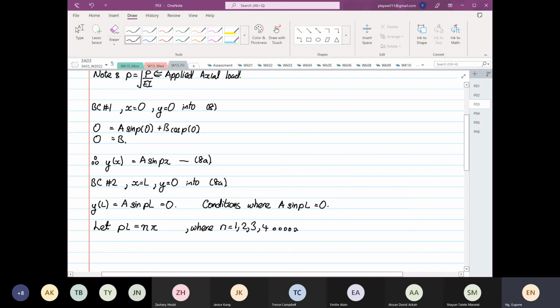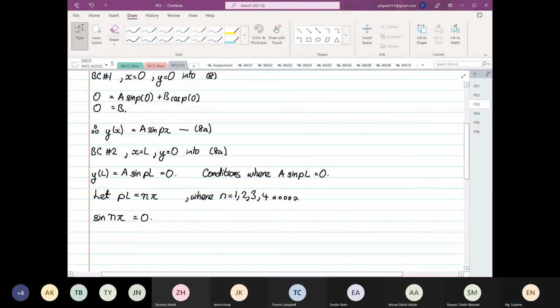So from here we know sine of n pi, if n is a whole number, will definitely always be equal to zero, am I right? Because pi, 2 pi, 3 pi, when you take the sine of them, is equal to zero. So therefore, we can write p is equal to n pi over L.